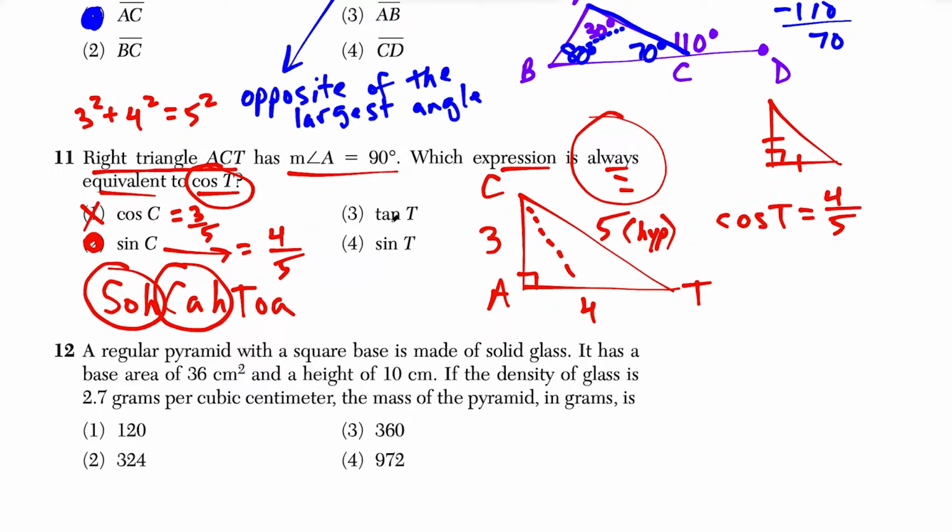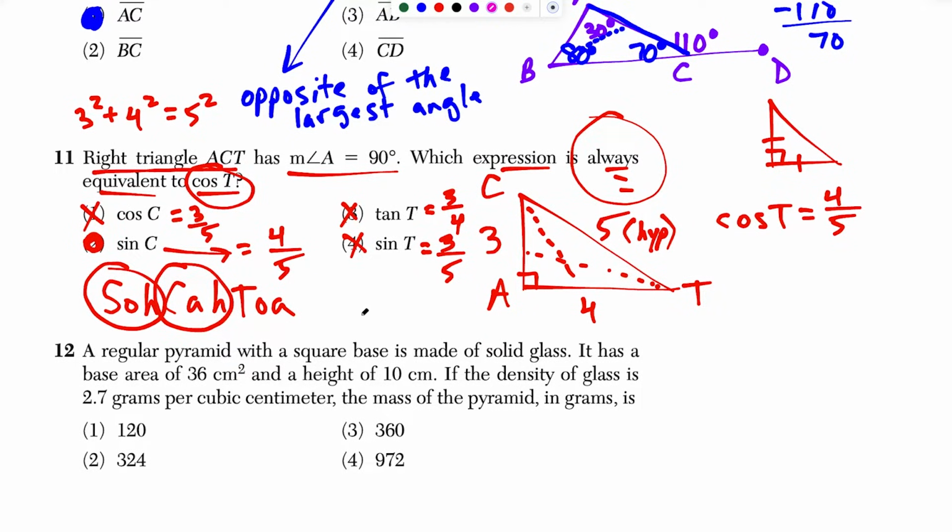And now we'll just see why the others are no good. If we took tangent of angle T, tangent is the ratio of the opposite over the adjacent. So we go opposite of angle T is 3 over the side adjacent to angle T, which is 4. 3/4 does not match 4/5. So that's why this one is out. And now sine of angle T, we're going opposite of T is 3 over the hypotenuse, which is 5. So this answer choice is eliminated, and it's definitely choice 2.